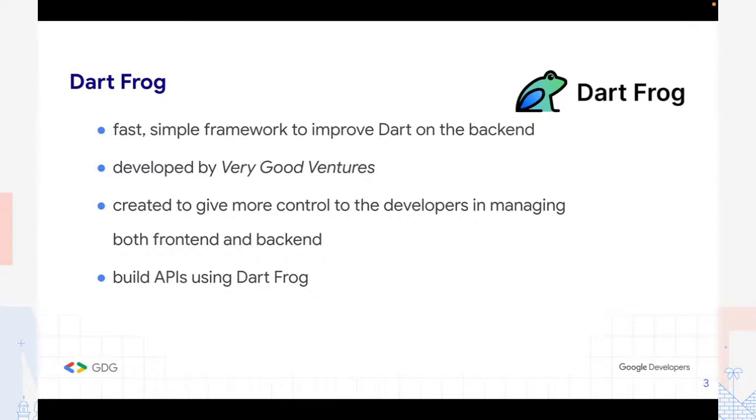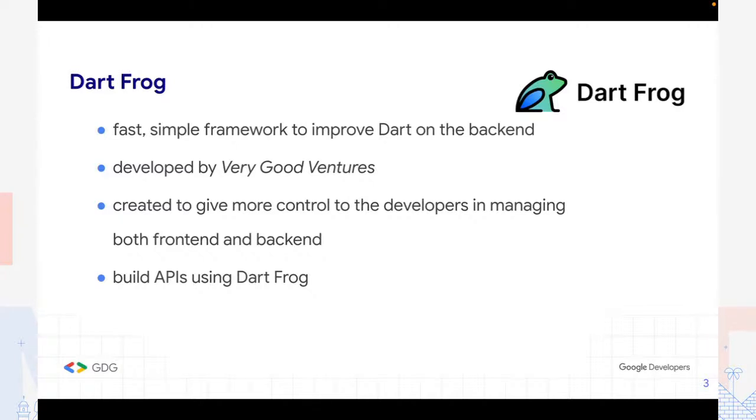We design using different widgets with different components, and the design is completely ready. Once the APIs are given to us from the backend team, we then go ahead and integrate that in our apps, right? So this is what we've been doing. Now, interestingly, Very Good Ventures has come up with Dart Frog.